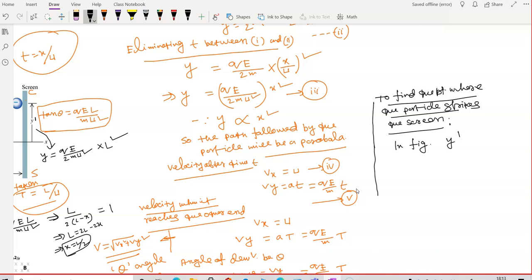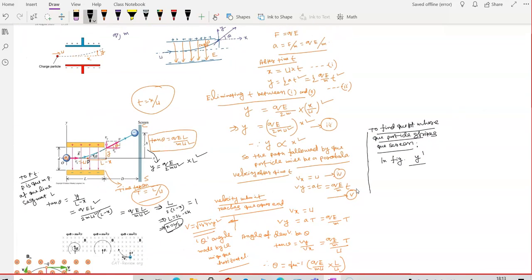So in the figure, how much is that distance? All of you can see in the diagram. This distance is d and this part is L by 2. You can see the diagram because you have proved this P is the midpoint. So y dash by d plus L by 2 is equal to tan theta.